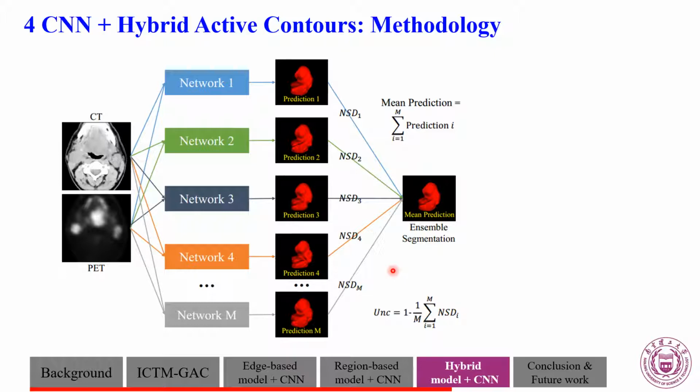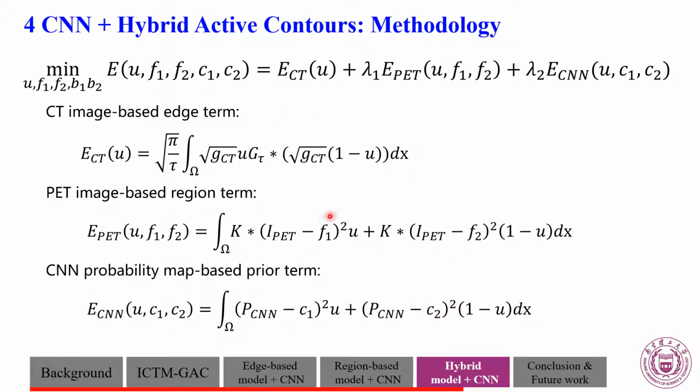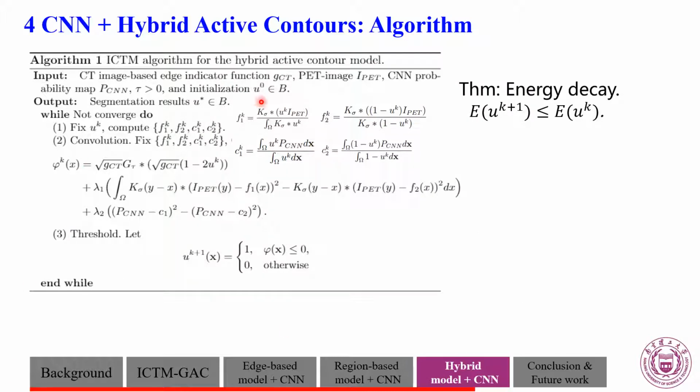Instead of optimizing all the testing cases, we select the cases if their uncertainty scores are over 50%. We design a hybrid active contour model to refine the cases with high uncertainty scores. It contains three terms: CT image-based edge term, PET image-based region term, and CNN probability map-based prior term. We also design a faster algorithm to minimize the energy functional. We can also theoretically prove that the total energy is decreasing during the iteration.